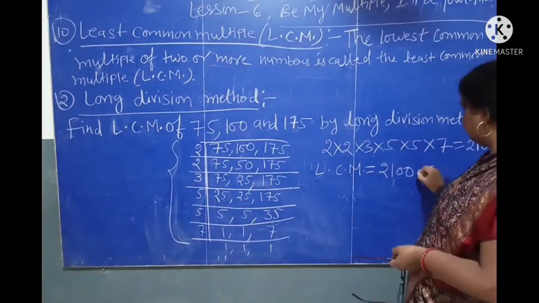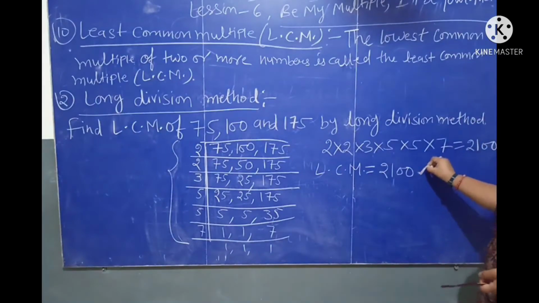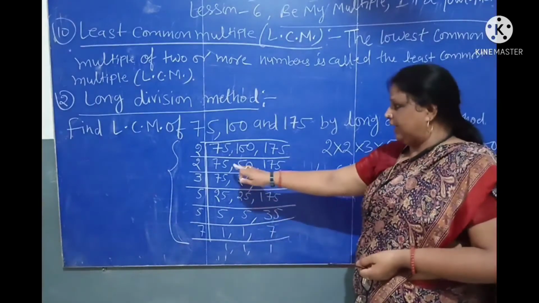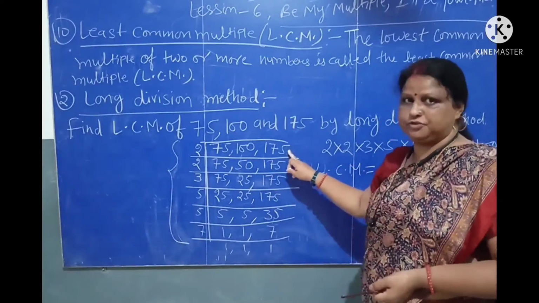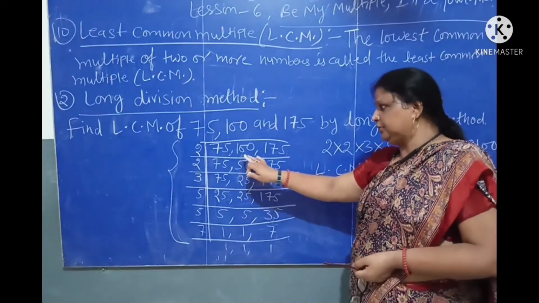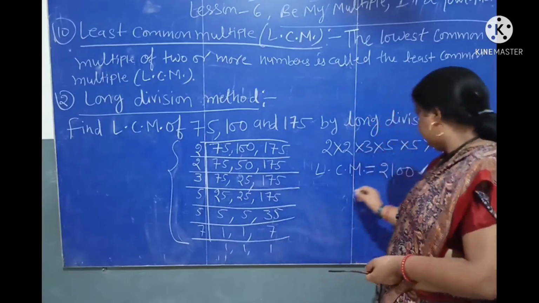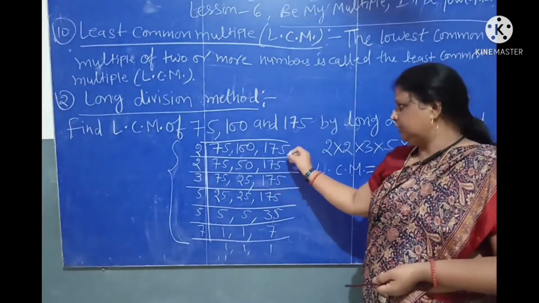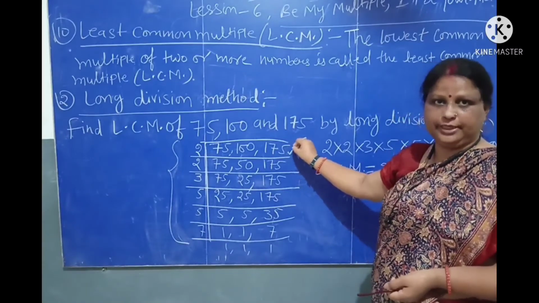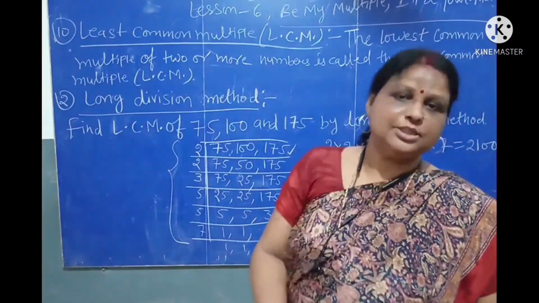You can check whether this is correct or incorrect. You have to find the multiples of 75, 100 and 175 individually, and then you can see that 2100 is the least common multiple of all three numbers. Okay, I hope you have all understood well.